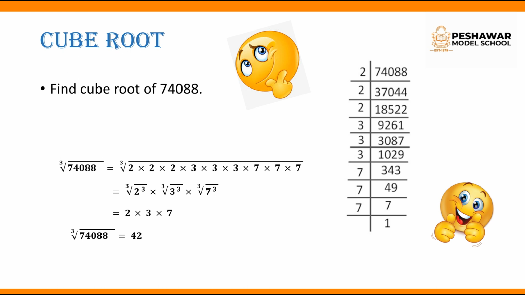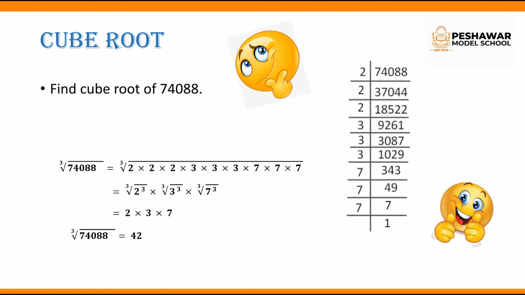Now the cube root and the power 3 cancel each other and give only 2. For the 3, the cube root and the power 3 cancel each other and give 3, and the cube root and power 3 of 7 cancel each other and give 7. Multiply the numbers. 2 multiply 3 gives 6, and 6 multiply 7 gives 42. Now if you multiply 42 3 times, it will give 74,088. That is the method of how to find the cube root of any number.